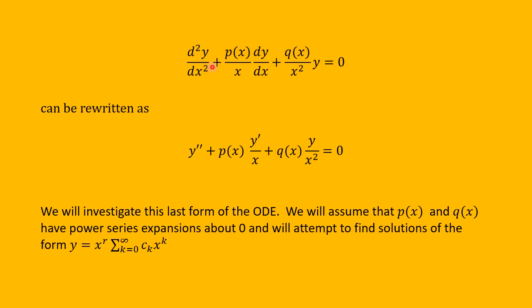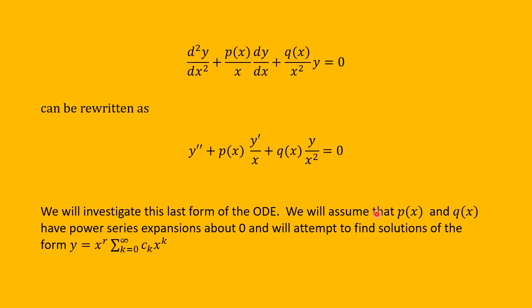If we have our differential equation in this form, we can rewrite it in this form. Notice all we did was say that p of x over x times y prime is equal to p of x times y prime divided by x, and similarly this term can be rewritten this way. We're going to look primarily at this form of the differential equation.